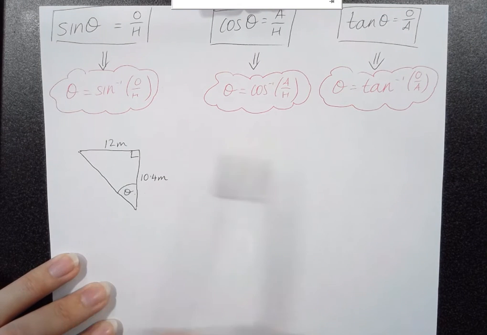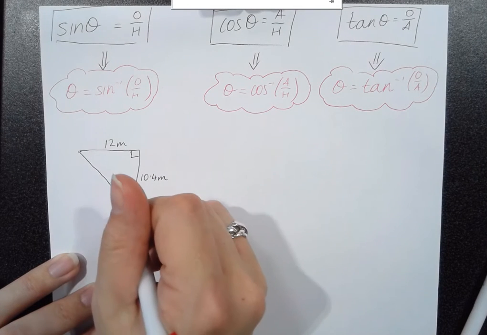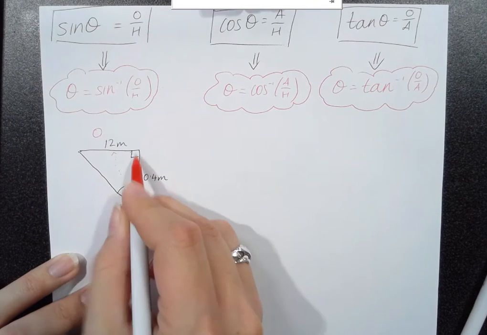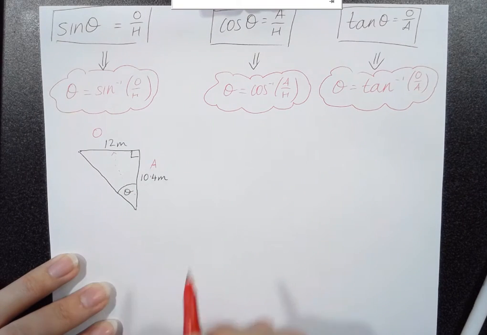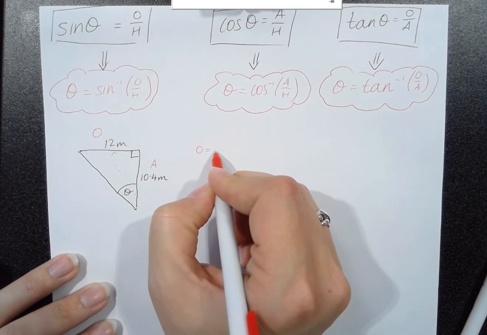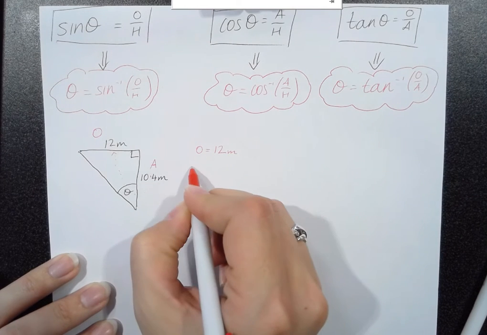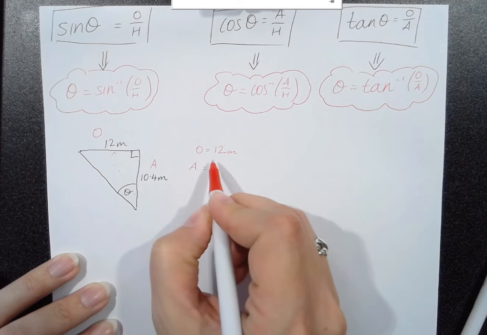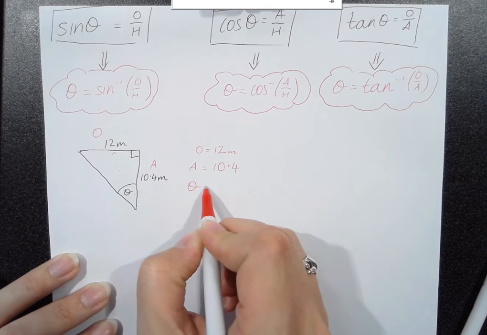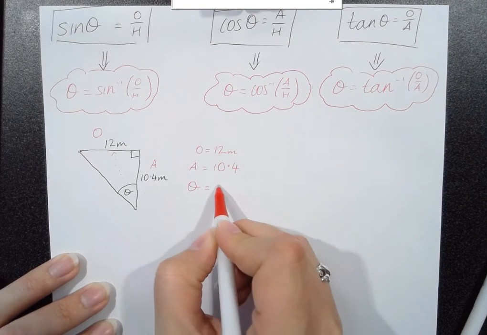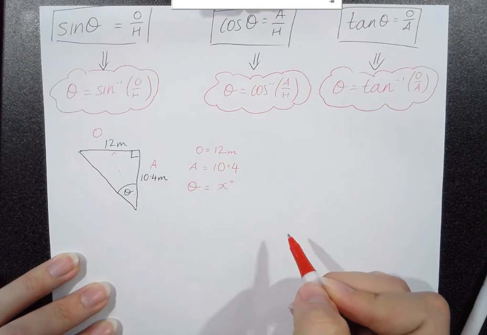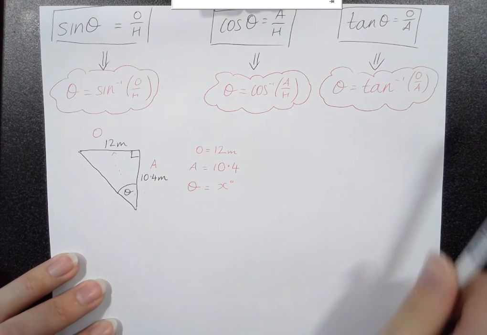We've drawn our triangle. We need to label our sides. So this one is opposite, this one is touching it, so it makes it adjacent. I can write out my information. So my opposite side is 12, my adjacent side is 10.4, and the confusing part now is that theta is the one we don't know. All right, and it'll be in degrees because it is an angle, keep in mind.